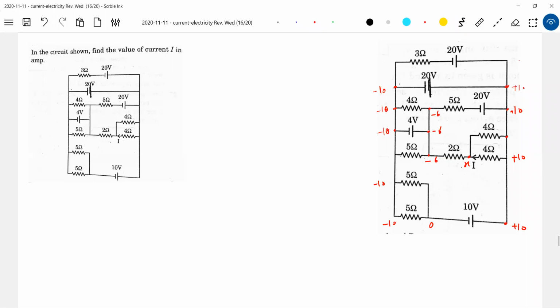So I'll focus on this particular junction. Current from here, current in these two branches will enter and it will leave, let's assume. So current entering a junction should be equal to current leaving the junction. So (10 minus x) by 4 should be equal to (x minus of minus 6) by 2.